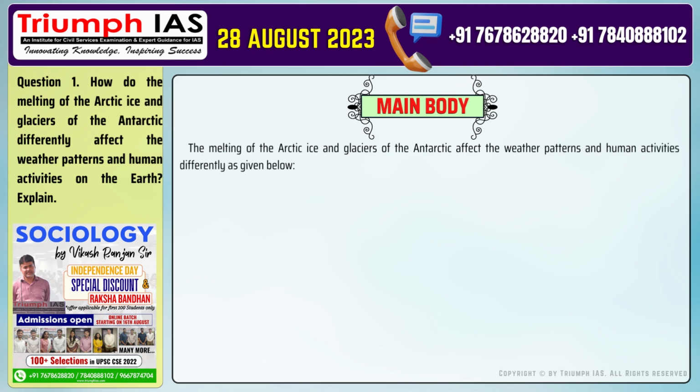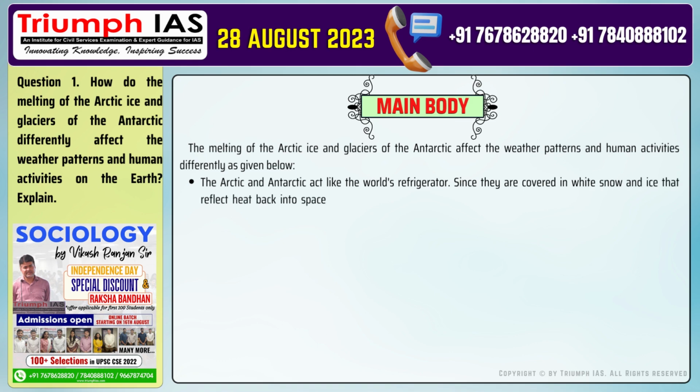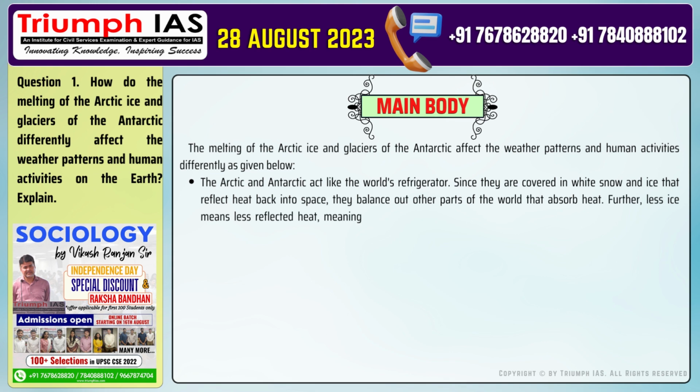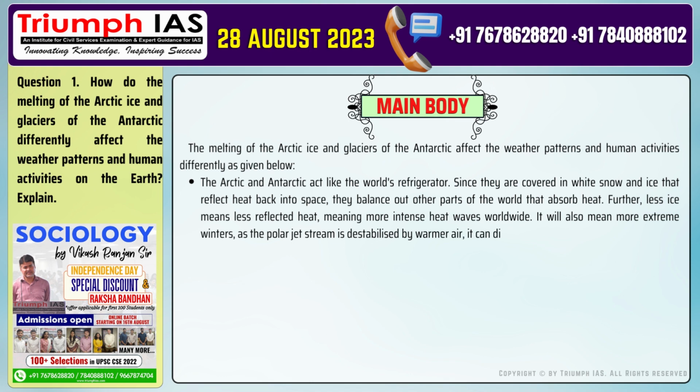Number 1. The Arctic and Antarctic act like the world's refrigerator. Since they are covered in white snow and ice that reflect heat back into space, they balance out other parts of the world that absorb heat. Further, less ice means less reflected heat, meaning more intense heat waves worldwide. It will also mean more extreme winters, as the polar jet stream is destabilized by warmer air. It can dip south, bringing the bitter cold with it.